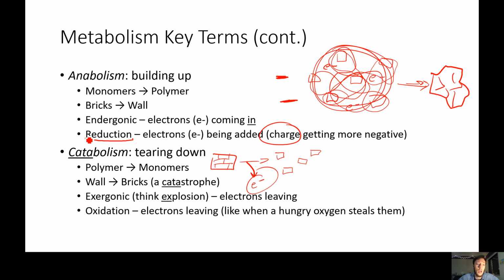So that's why you think reduction, like on a number scale, it's going down, it's becoming more negative, which means that it's being built. Something more complex is happening. So with anabolism, we're going through reduction reactions. With catabolism, we're going through oxidation reactions.